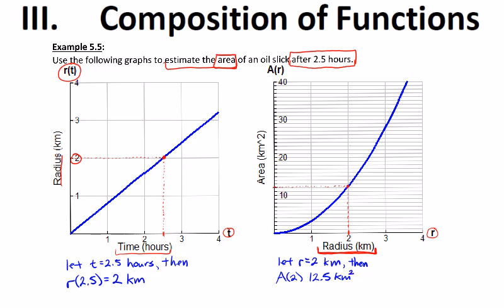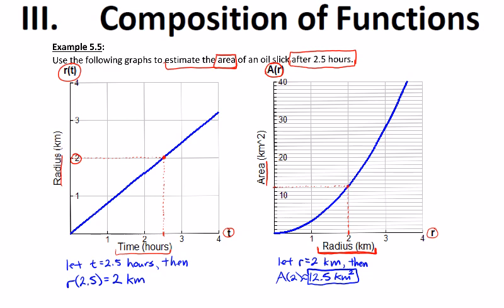I really should probably put just an approximation here because I don't know for sure. It's just an estimate. And I know that it's A because up here on the vertical scale it's telling me that it's area, capital A. And that's the end result right there. That's what I'm trying to find. That would be the area of the oil slick after 2.5 hours.